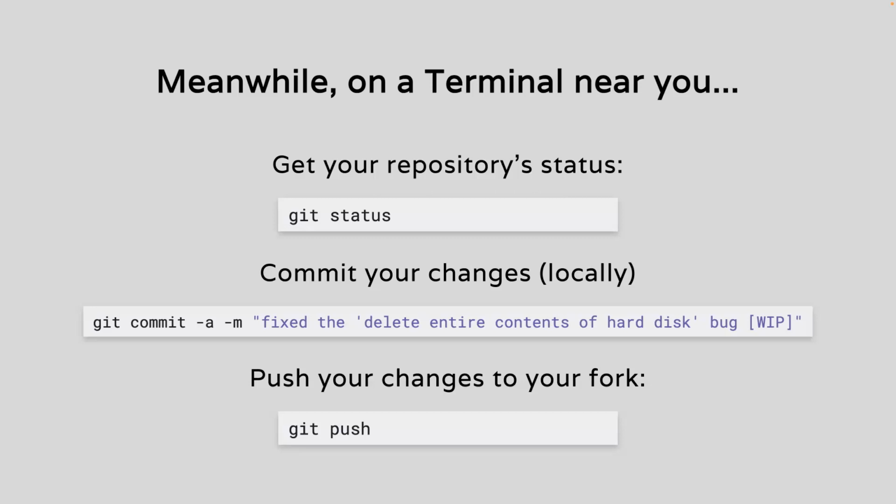And then to actually update the stuff on the cloud, you type git push, and you'll see an uploading stuff message.